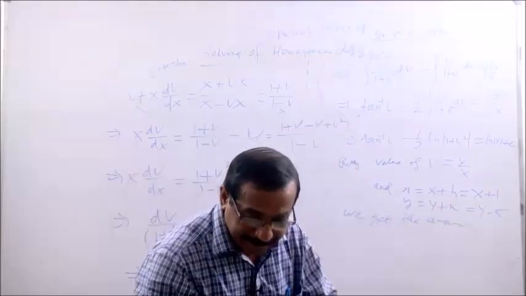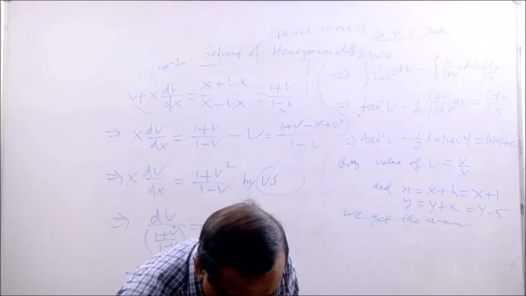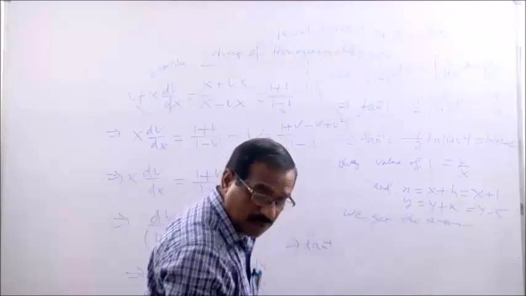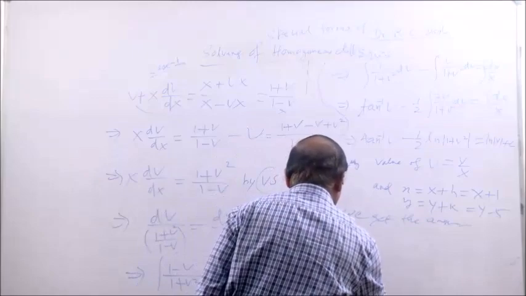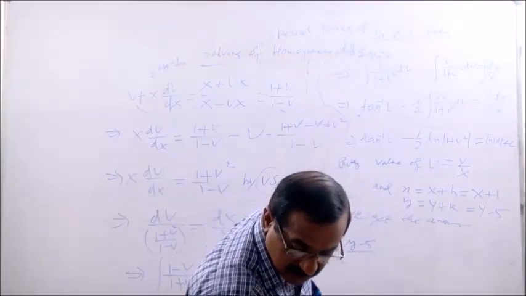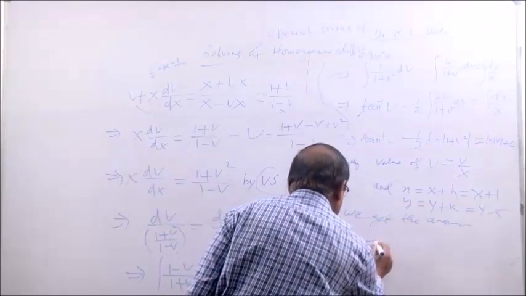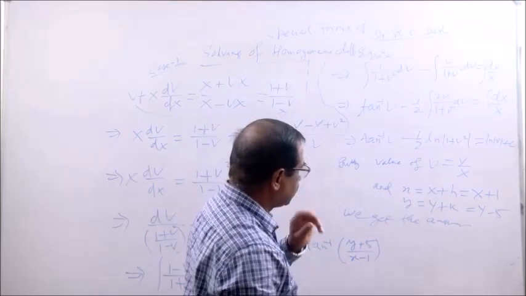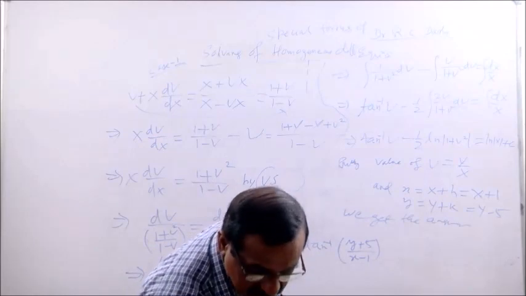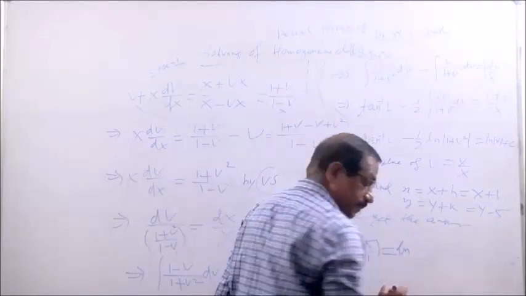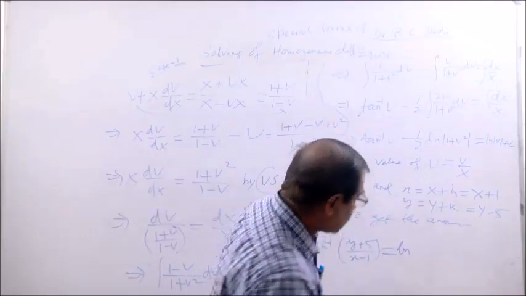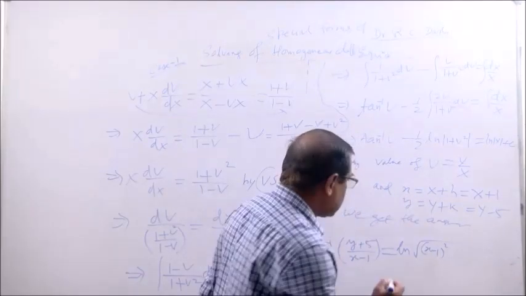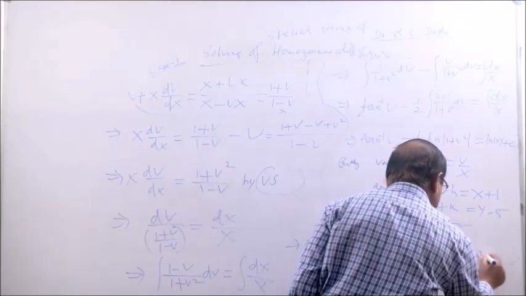The answer will come: tan inverse of (y plus 5)/(x minus 1), is equal to ln root over of (x minus 1) square plus (y plus 5) square, plus c.